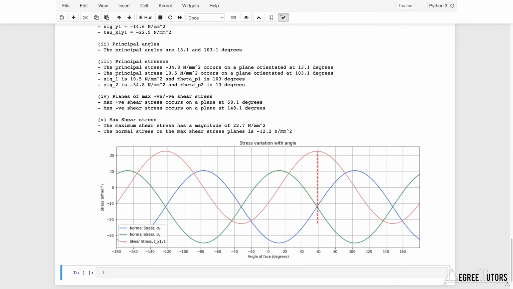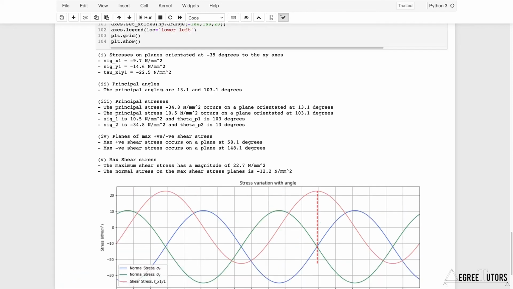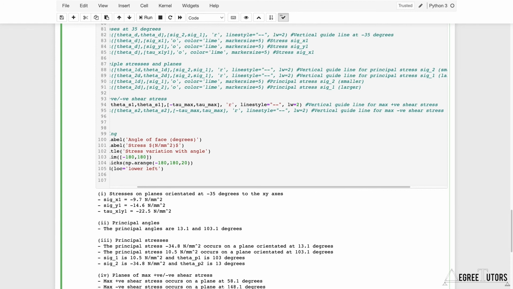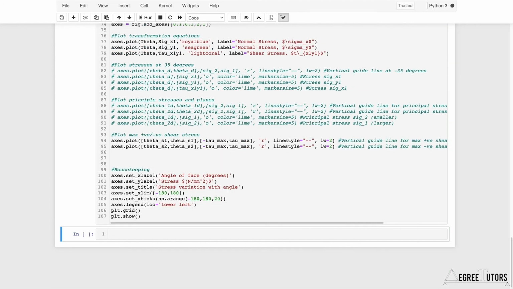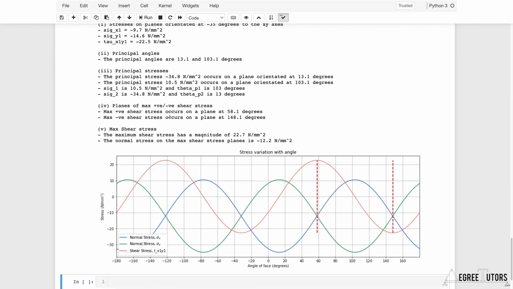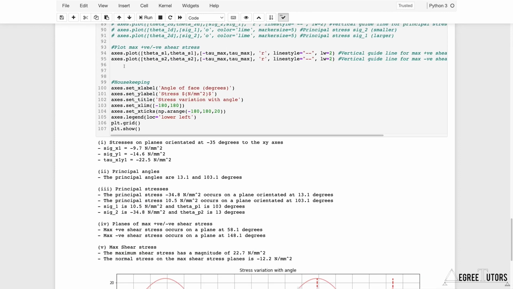Okay, and let's plot another dashed line for the maximum negative shear stress. Okay, and there we have it there. There's your dashed line for your maximum negative shear stress, and this is the dashed line for your maximum positive shear stress. So let's go ahead now and actually plot them.